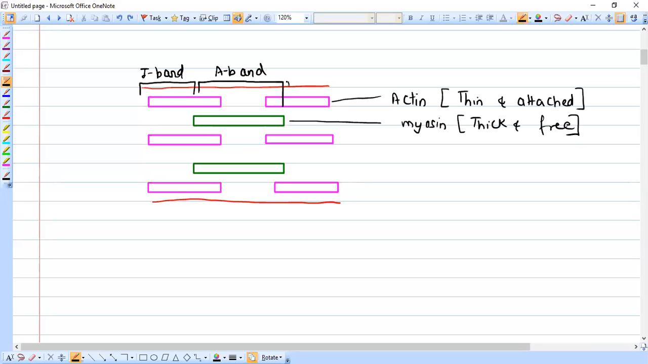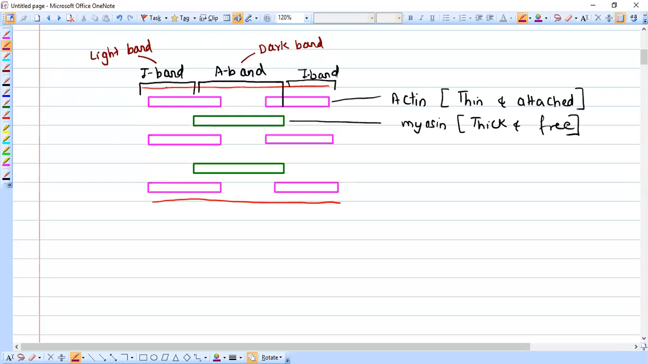And again, from here till here, you will get the I band. So the I band is called the light band and the A band is called the dark band. So we have light band and dark band present this way. In the light band, there is a dark line present. So we draw this dark line.